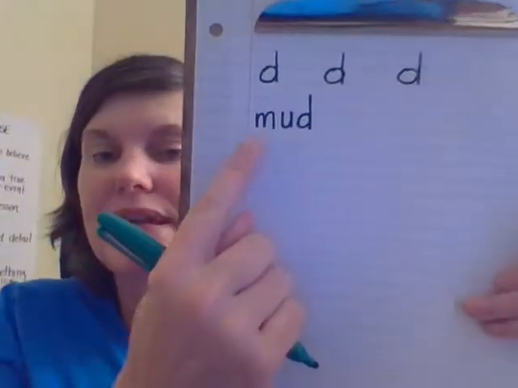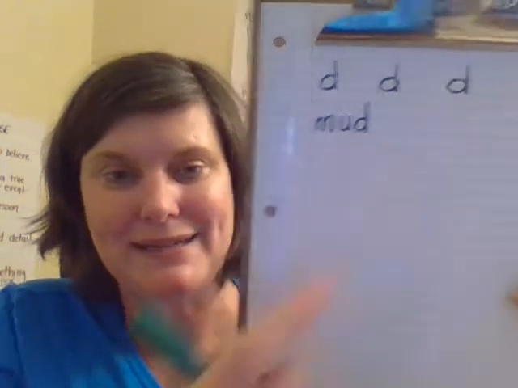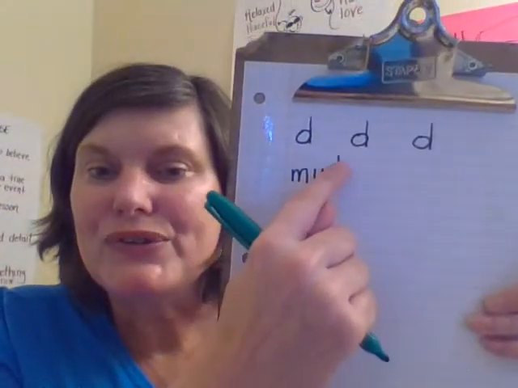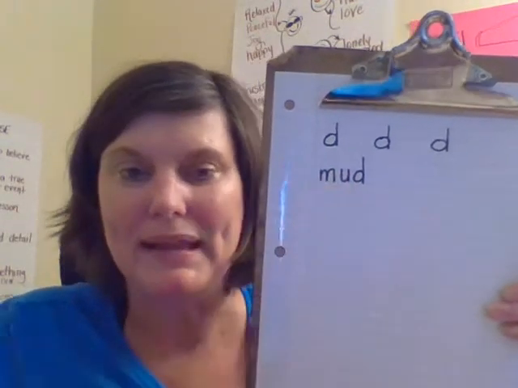Now, say the word mud. Mud. Sound it. Mud. Go ahead and spell mud. Did your word look like this? Mud. Good job. And the D goes to the top line. The M and U go to the midline. I should have pointed that out earlier.